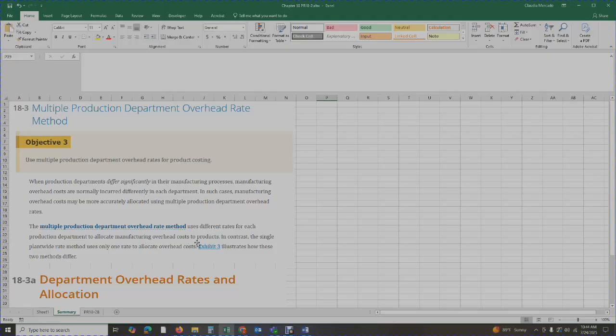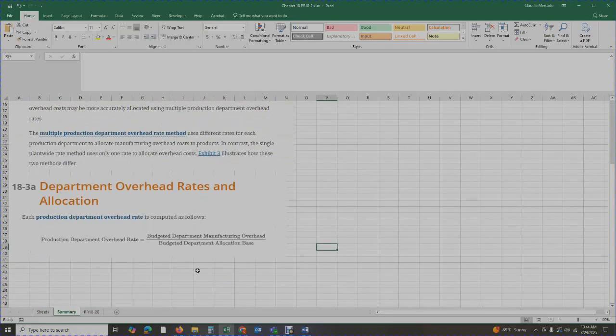overhead costs to products. In this chapter, we've learned about the single plant-wide rate, which is a very basic one, and now we're going to be introducing the multiple production department overhead rate, where we're assigning multiple rates to different departments. The formula is: the production department overhead rate is equal to the budgeted department manufacturing overhead divided by the budgeted department allocation base.